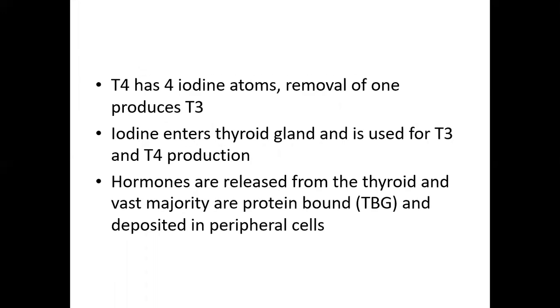T4 has 4 iodine atoms. So removal of one produces T3. The iodine which is left enters the thyroid gland and is used up for T3 and T4 production. So this cycle goes on and on. Hormones which are released from the thyroid are in the vast majority protein bound and deposited in peripheral cells.